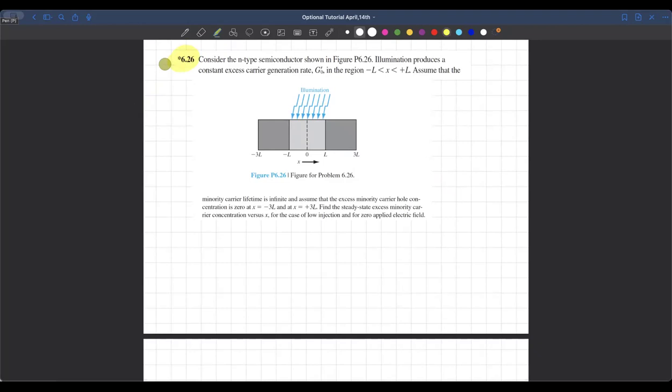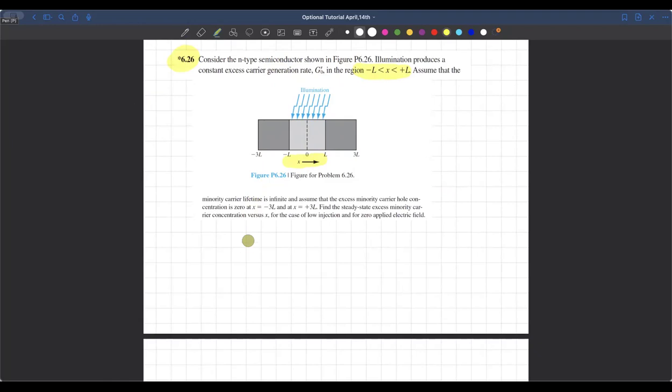They say consider the N-type semiconductor. As shown, illumination produces a constant excess carrier generation rate, G naught, in this region. Keep in mind, this excess carrier generation rate is only in this region. The excess carriers are being produced only in this region, okay? For the other dark shaded regions, it should of course be zero. Keep that in mind.